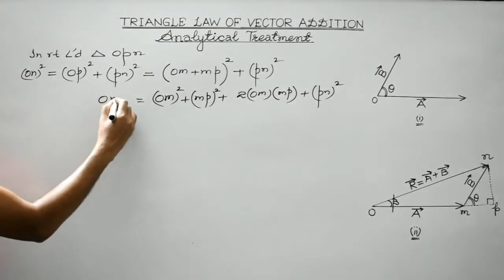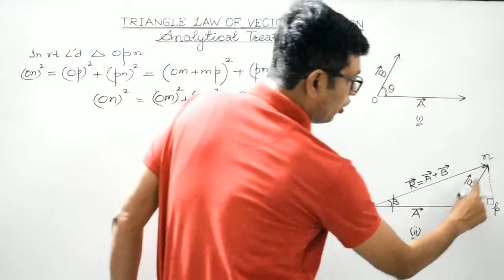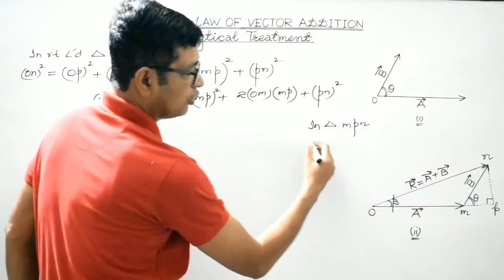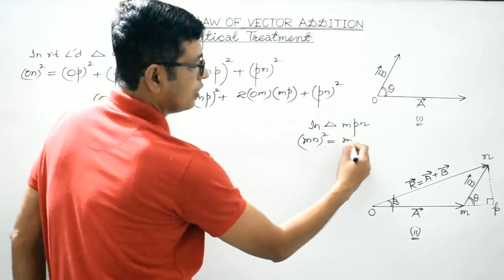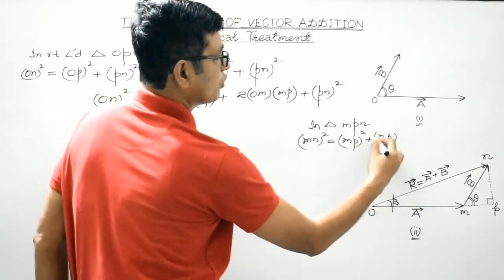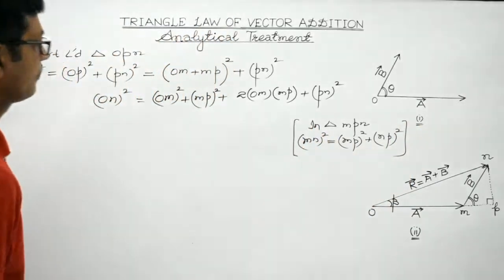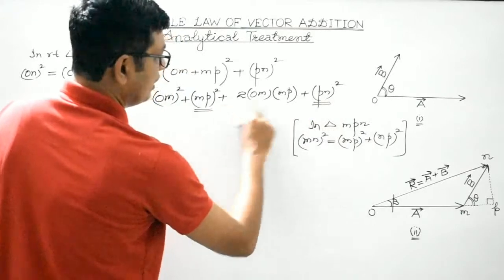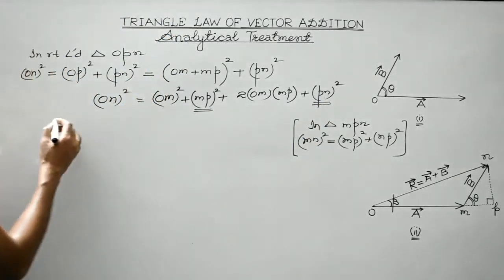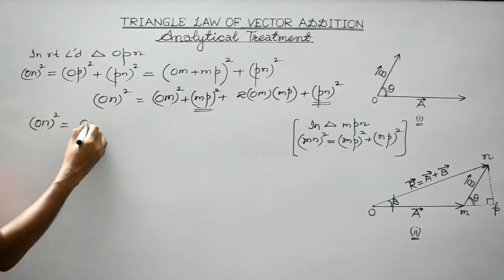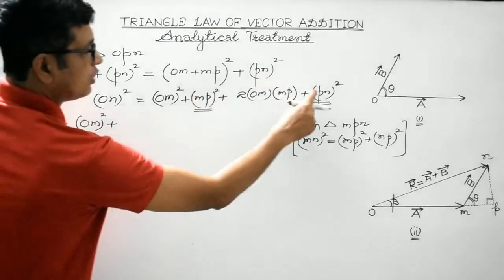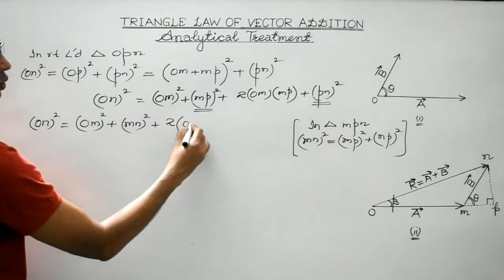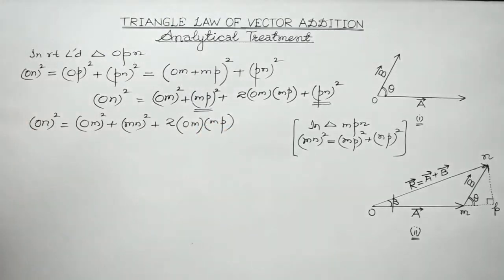Clear, students? Okay. Now look, consider this small right angled triangle. In this small right angled triangle MPN, again using Pythagoras theorem, we get MN square is equal to MP square plus NP square. So MP square plus PN square may be written as MN square. So students, after rearranging the terms, we get OM square plus, in place of MP square plus PN square, we can write MN square plus twice OM MP. Clear, students?